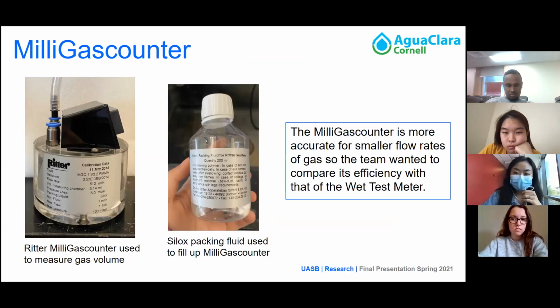To tackle these problems, we plan to run experiments in the lab with 2 different gas counters. One is the wet test meter and the other is this MilliGascounter. The MilliGascounter is filled with a packing fluid and counts gas bubbles to digitally report how much gas has passed through it. It is more accurate for smaller flow rates of gas. However, the end goal is not to switch to the MilliGascounter as it is very pricey, but this may be necessary if the wet test meter cannot accurately measure the small biogas flow rates expected during the startup period of our reactor. We wanted to test the sensitivities of both gas counters to compare them to each other.